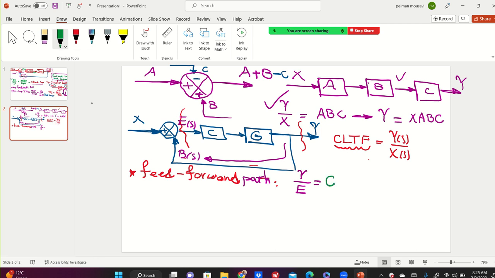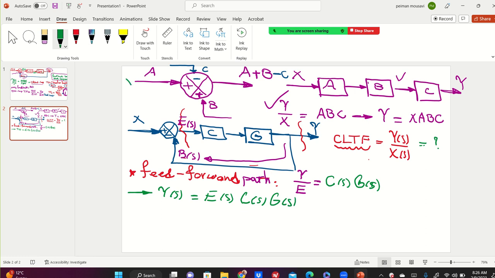Is C of S in G of S. Controller block diagram, transfer function to plant transfer function. But we want to find this Y over X. Right? Yes, guys? So on the other hand, from here, you say that Y of S is equal to E of S multiplied by C of S multiplied by G of S.